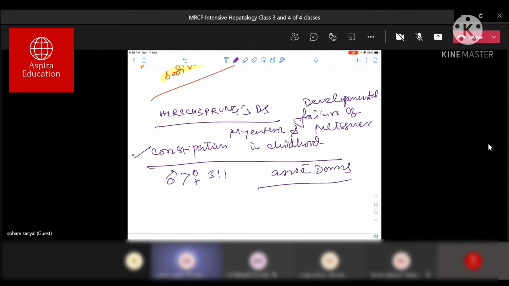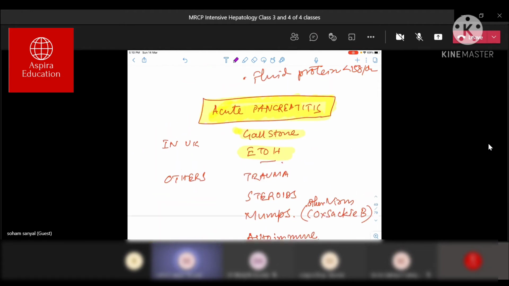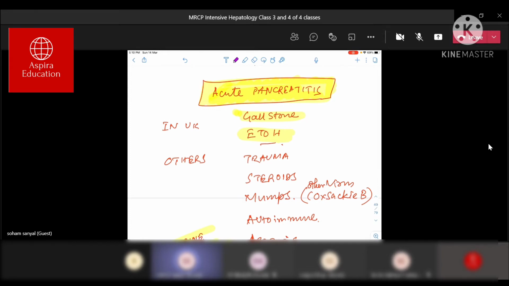So we will be starting where we finished the last day, that is acute pancreatitis. Today we have a lot of questions regarding acute pancreatitis. Then we will be discussing the scores that we use in acute pancreatitis. But first, a recapitulation of the causes of acute pancreatitis, which was the last topic of last day. In the UK, mostly the question will come that you are an SHO, like we discussed that day. Gallstone and alcohol are the two most important causes of acute pancreatitis in the UK.